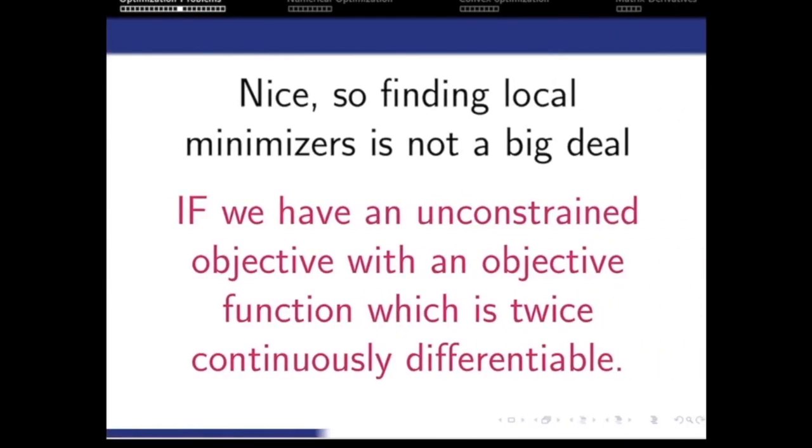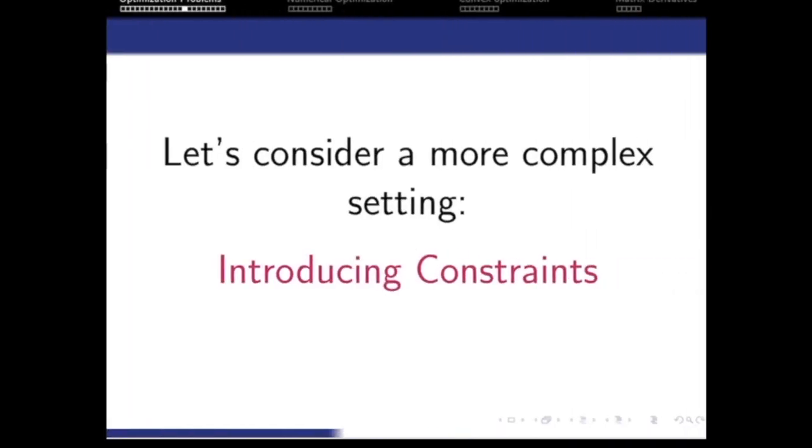Okay, nice. So finding local minimizers is not a big deal if we have an unconstrained objective with an objective function which is twice continuously differentiable. So what happens if we have constraints? But this is then discussed in the second part of this lecture. So see you then.